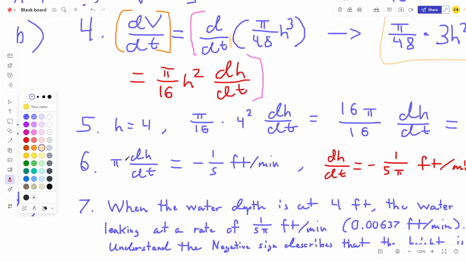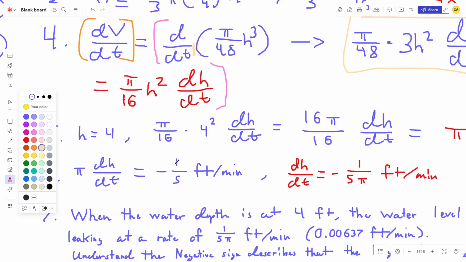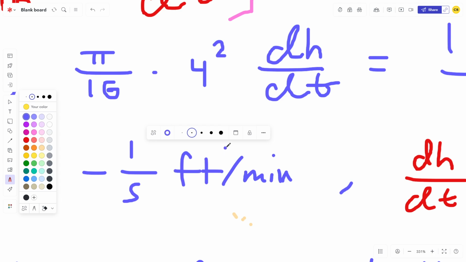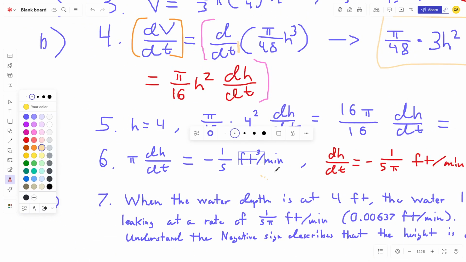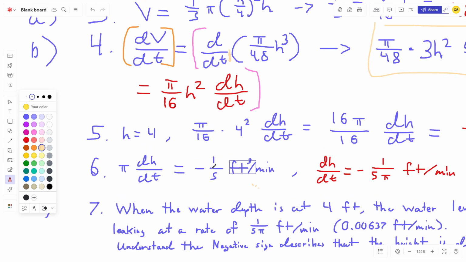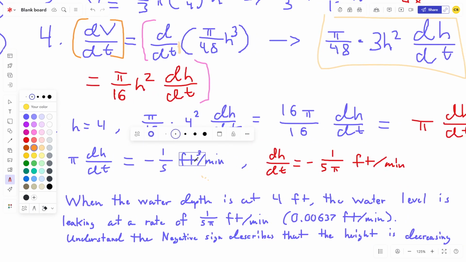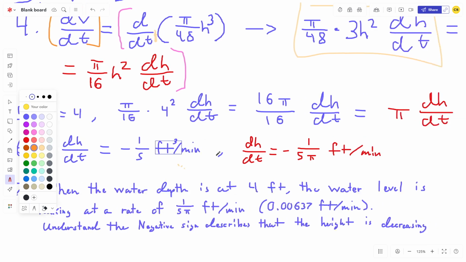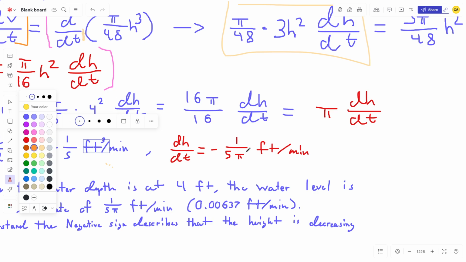Pi feet squared dh over dt equals negative 1/5 feet cubed per min. The reason why this is supposed to be a 3, so we're gonna write that in. So we're given pi dh over dt equals the dV over dt, and we can solve this. We can just divide this by the pi feet squared, and this will give us negative 1/5 pi feet per min.